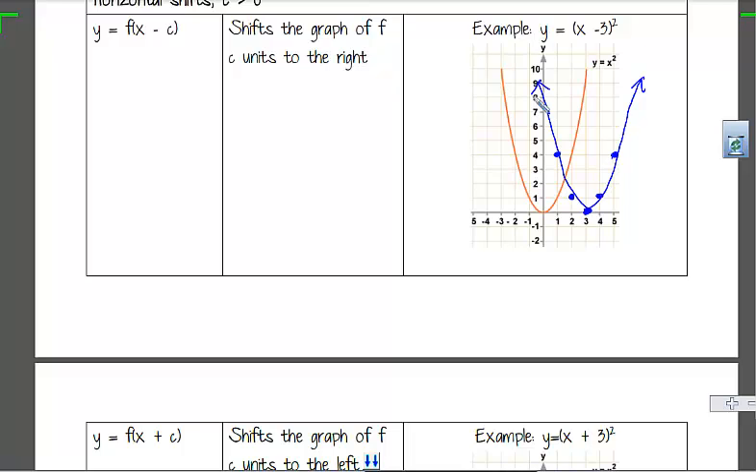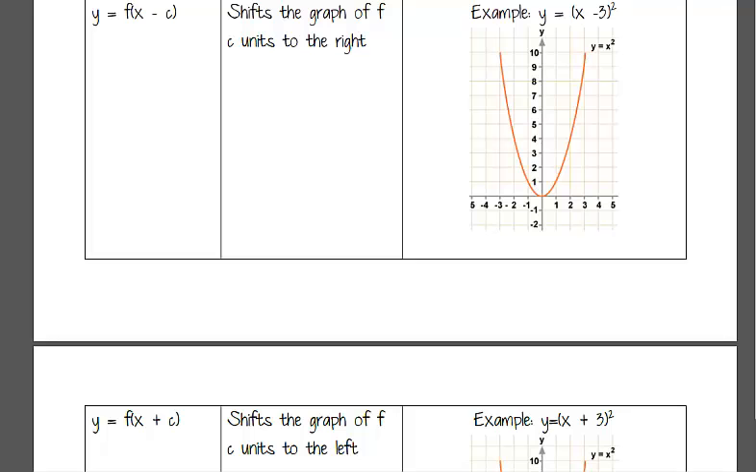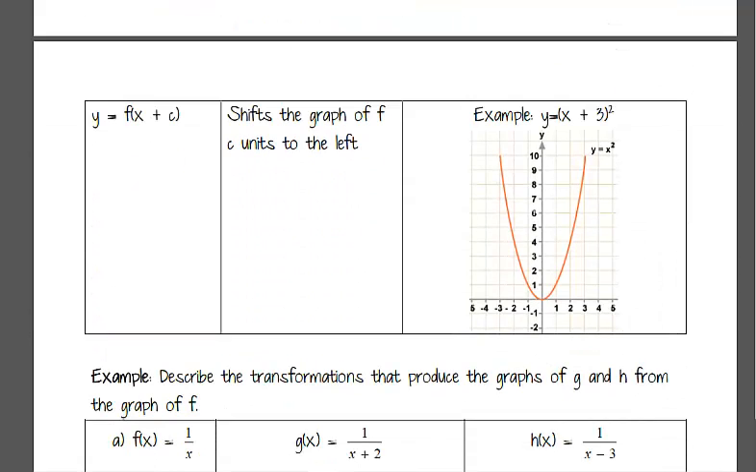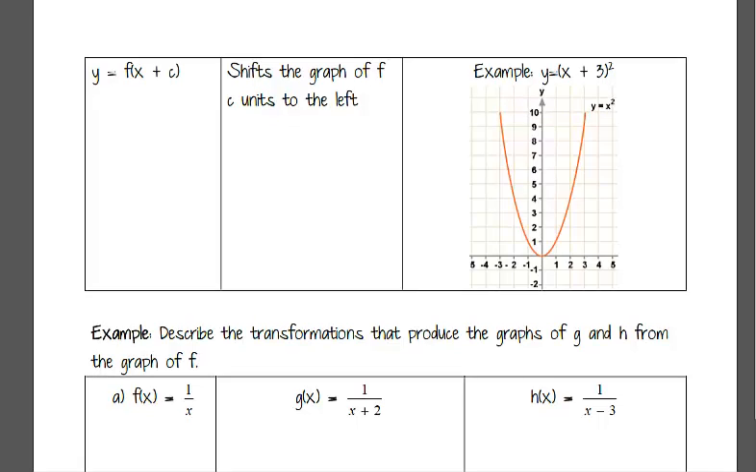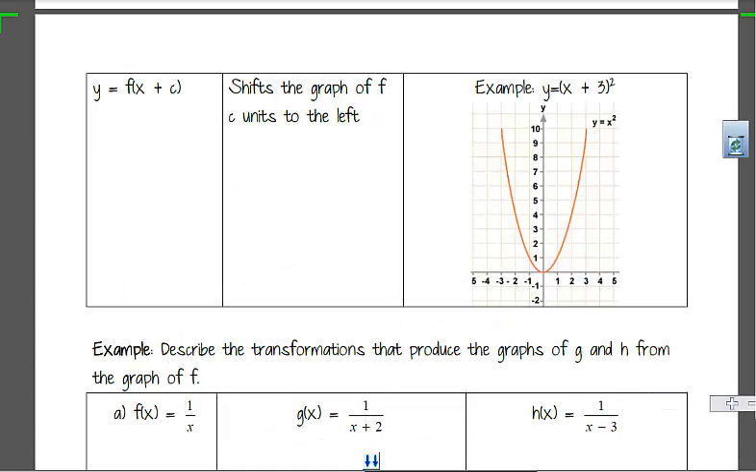Then if we want y equals f of x plus c, we're going to shift c units to the left. So here we have y equals x plus 3 squared, and I'm going to shift 3 units to the left, so walk it this way. 1, 2, 3. Okay. Questions about that?